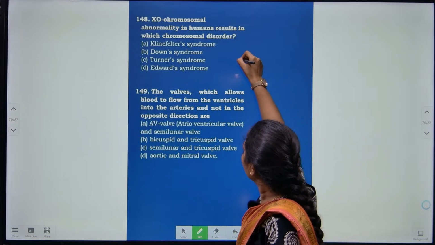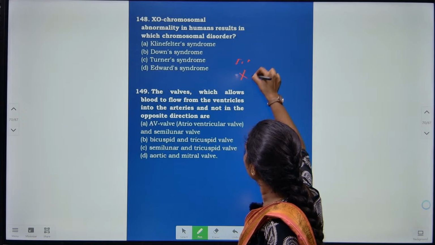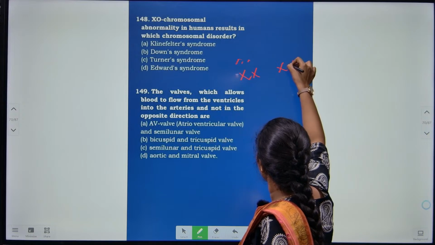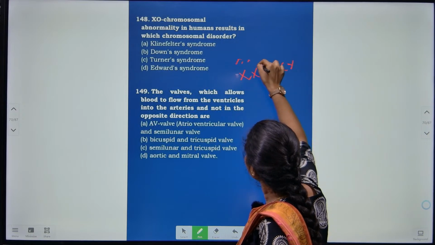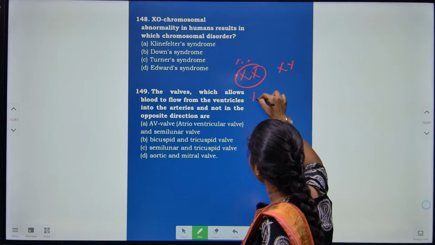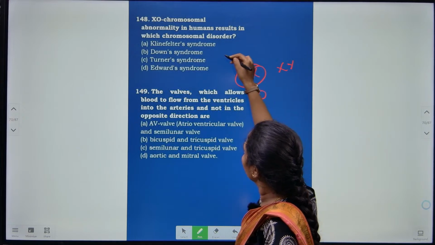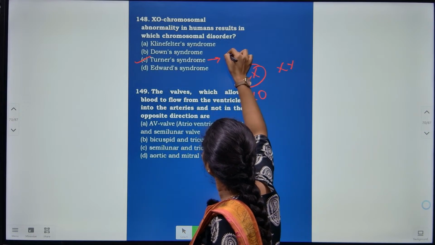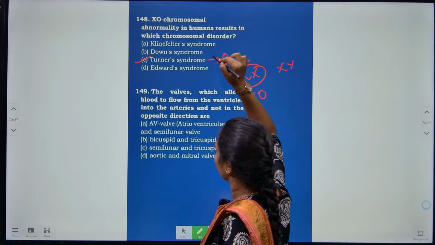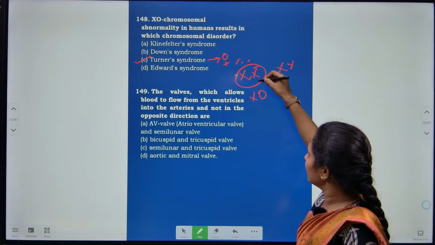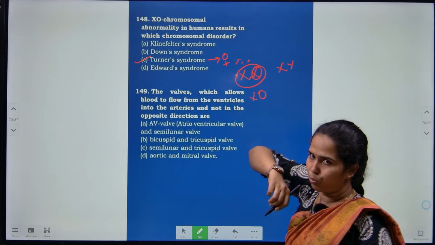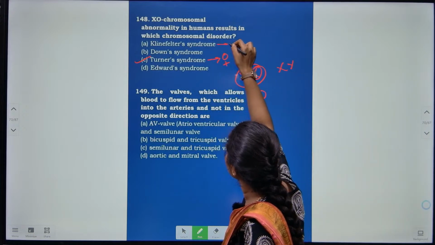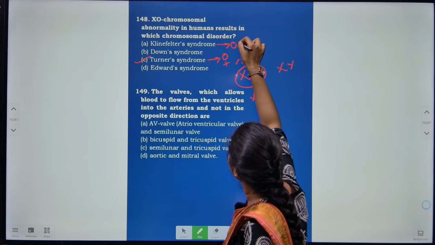So here a normal female has XX chromosomes and a normal male has XY chromosomes. If there is a deletion of one X chromosome, then what does it lead to? It leads to Turner syndrome, and this Turner syndrome always occurs in females because there is a deletion of one X chromosome here. But what happens in Klinefelter syndrome? Klinefelter syndrome occurs in a male here.